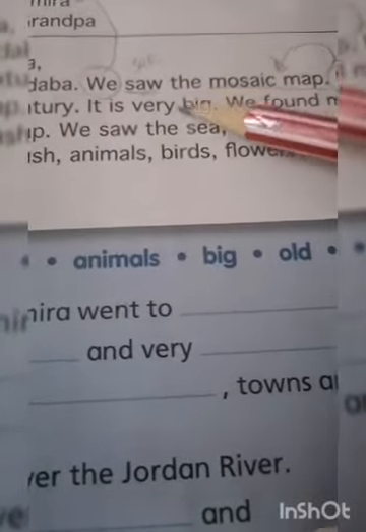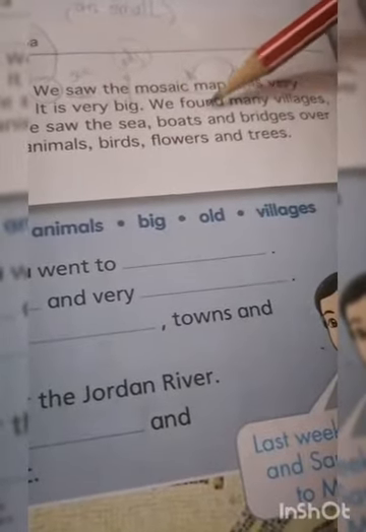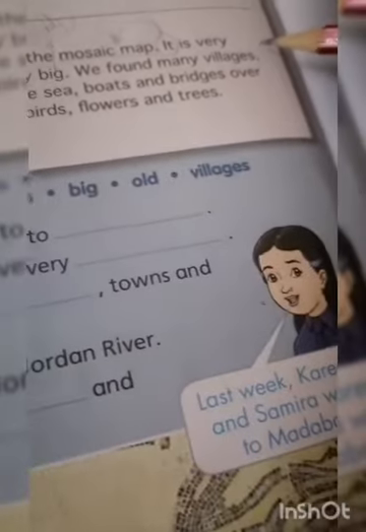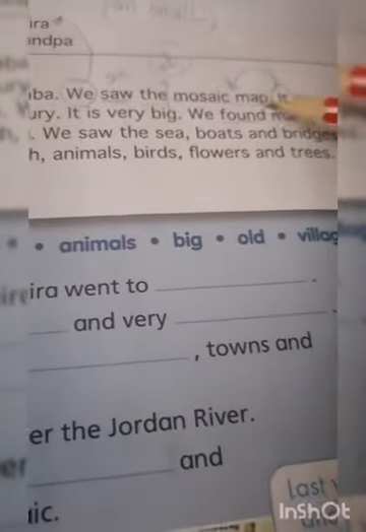It's very big. إنها أيضا كبيرة. كبيرة جدا. Big here also is an adjective. وهي اختصار للأدجكتيف. We found many villages. نحن وجدنا العديد من القرى. Villages يعني قرى. Okay. Found is a verb in the past tense. What is the present form of found? Yes. Find.